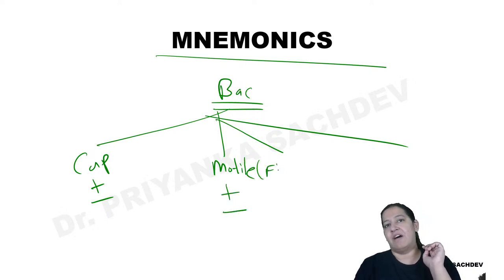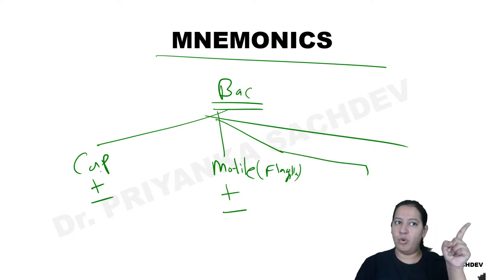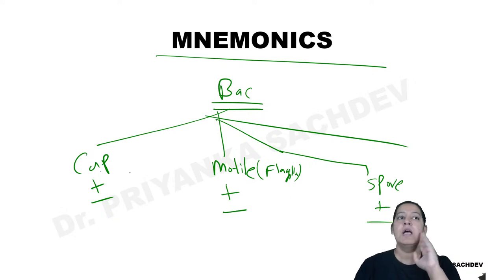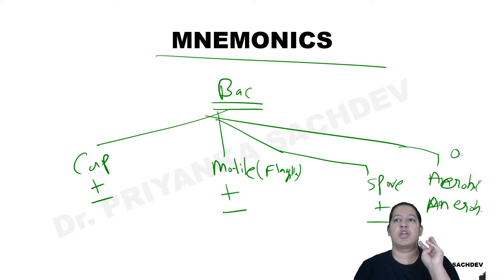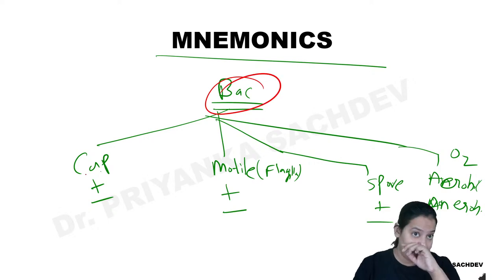Motility se mera matlab hai flagella. Flagella present hai ki absent hai. The third thing, bacteria mein spore present hai ki absent. So capsulated, non-capsulated, motile, non-motile, sporulating, non-sporulating, and the fourth thing you tell is whether the bacteria is aerobic or anaerobic. That is oxygen requirement. So whenever you start any bacteria in bacteriology, you tell four things.